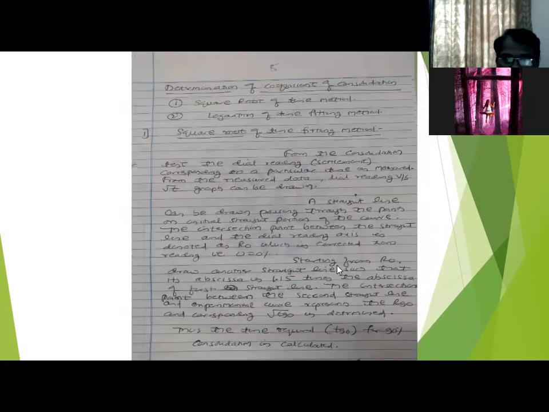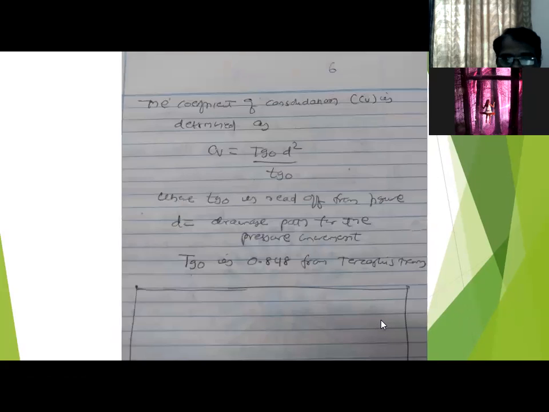R0 and R90. Starting from R0, draw another straight line such that its abscissa is 1.15 times the abscissa of the first straight line. The intersection point between the second straight line and the experimental curve represents the R90 and corresponding root T90. Thus, the time T90 required for 90% consolidation is calculated.